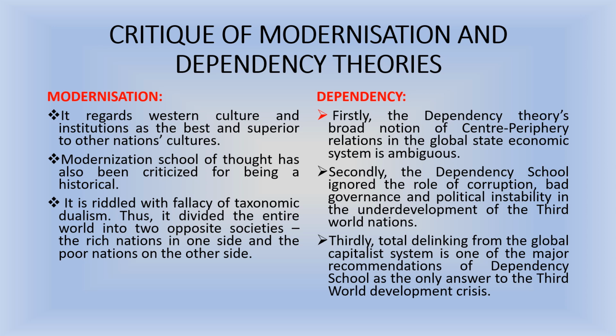Now let's look at dependency theory. First, the dependency theory's broad notion of center-periphery relations in the global economic system is ambiguous. Secondly, the dependency school ignored the role of corruption, bad governance, and political instability in the underdevelopment of the third world nations. Third, total delinking from the global capitalist system is one of the major recommendations of the dependency school of thought as the only answer to the third world development crisis. However, we do understand that this cannot be possible and that is why it's being criticized.